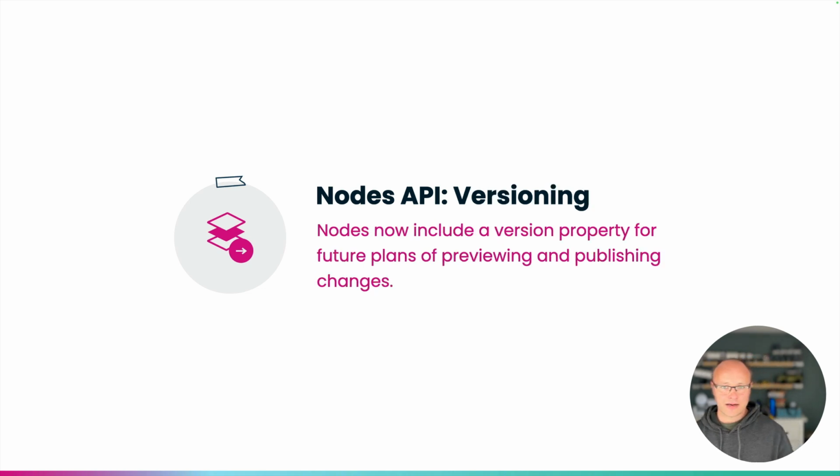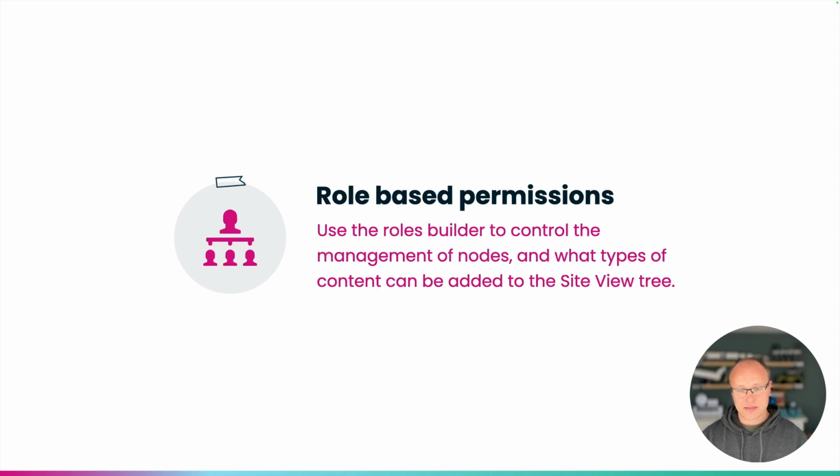We've also recognised that in time we're going to want to be able to preview and publish changes on a node. And so in order to do that, we've needed to introduce a version property, and we've done that now, so that's in place. All that said, permissions are all configured in the roles builder. From here, you'll be able to control who can create and manage nodes, who can attach content or maybe make changes to renderers and things like proxies.